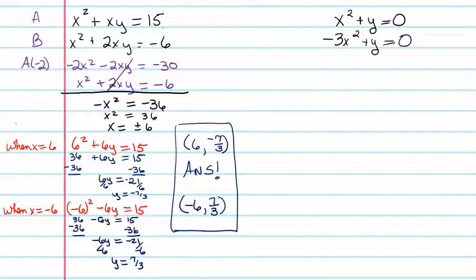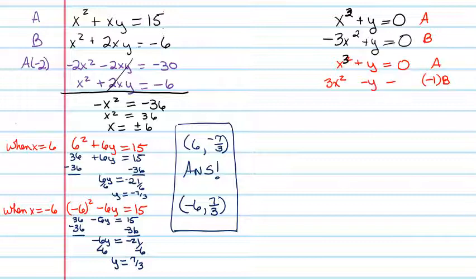Alright, now on this other one, we're going to do elimination again. This time, this is A and this is B. I'm going to leave A alone. And then I'm going to do negative 1 times B. So that'll give me a 3. Wait a minute. That problem's copied wrong. Let's erase that. That's not supposed to be an x squared. That's supposed to be an x to the third. Okay. So now negative 1 times B would give me a 3x squared minus y equals 0.